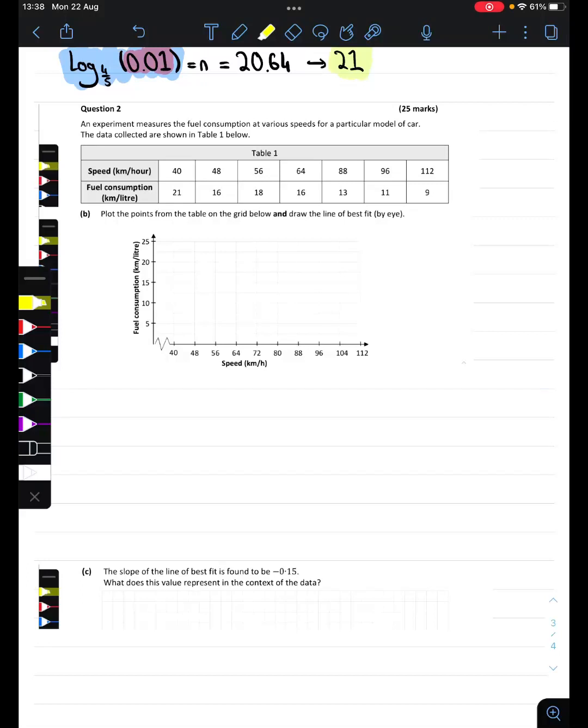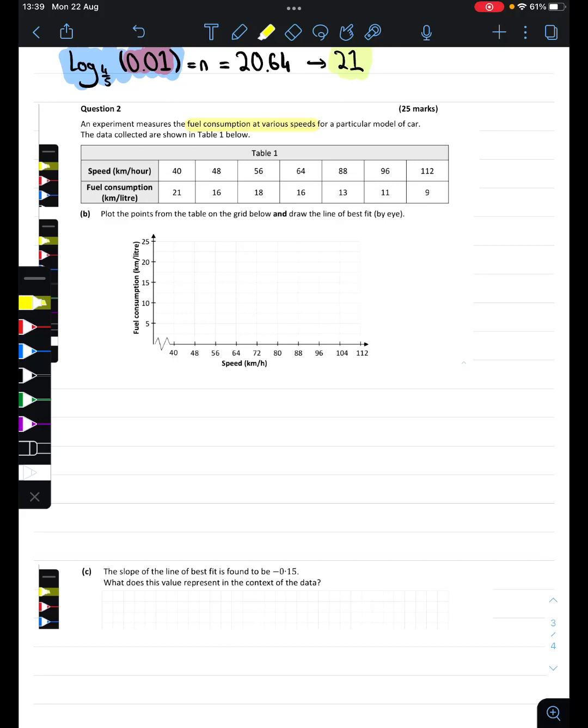Hi guys, so today we're going to take a look at question 2 of the 2017 exam, paper 2. An experiment measures the fuel consumption at various speeds for a particular model of car, and the data collected are shown in table 1 below.